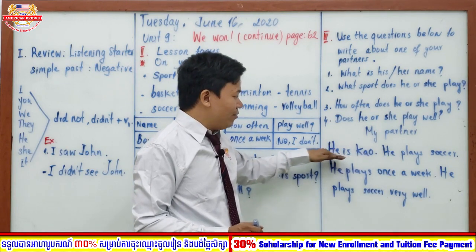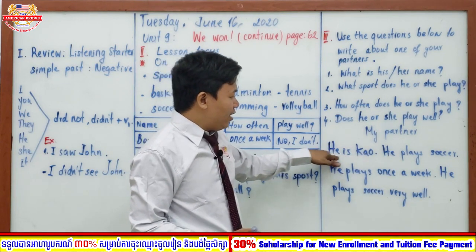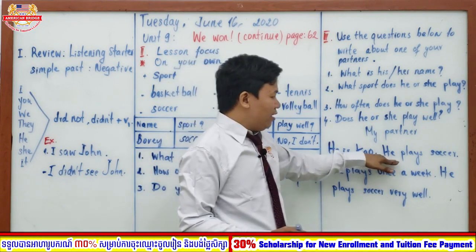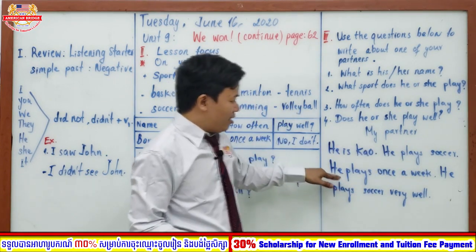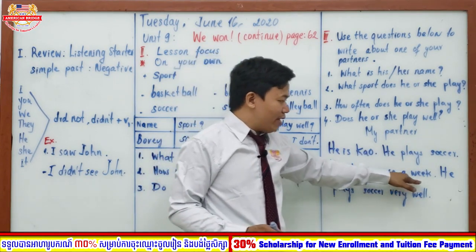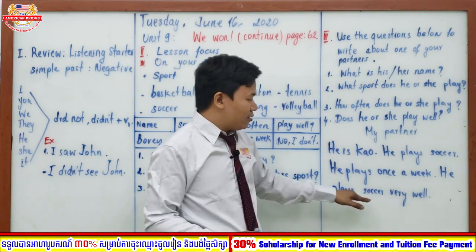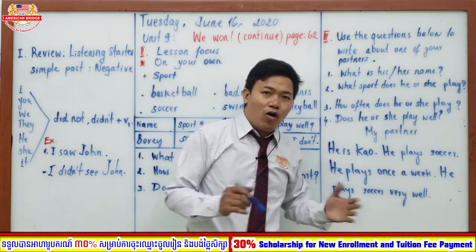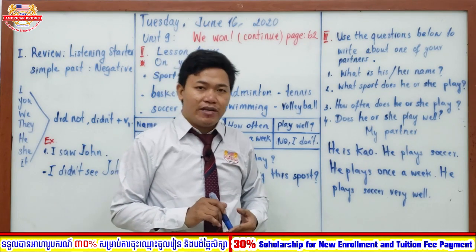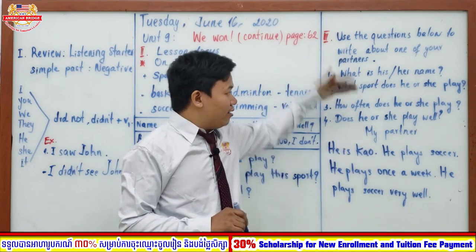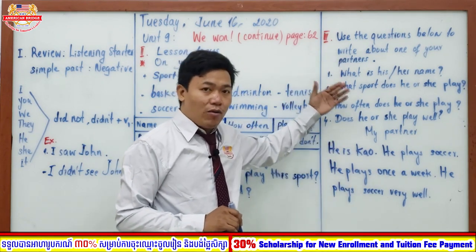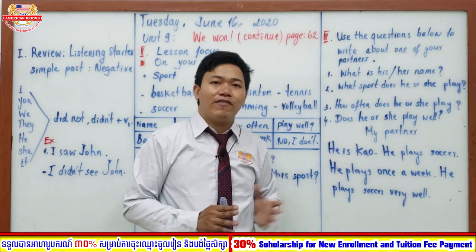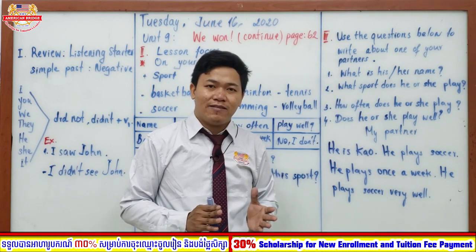His name is Cao. Read together, everyone. He is Cao. He plays soccer. He plays once a week. He plays soccer very well. So I hope that you have written down one of your best friends, like the questions I asked you all. So this is our lesson today. Hope to see you again in the second section.